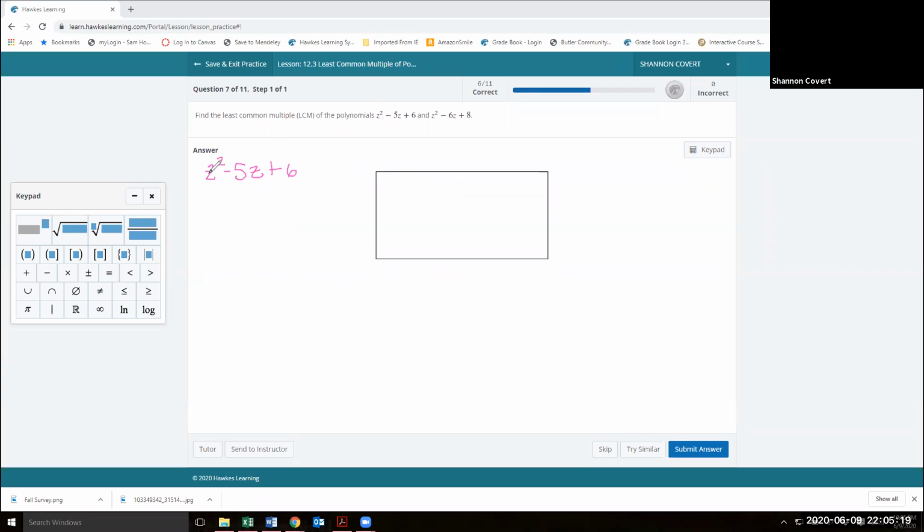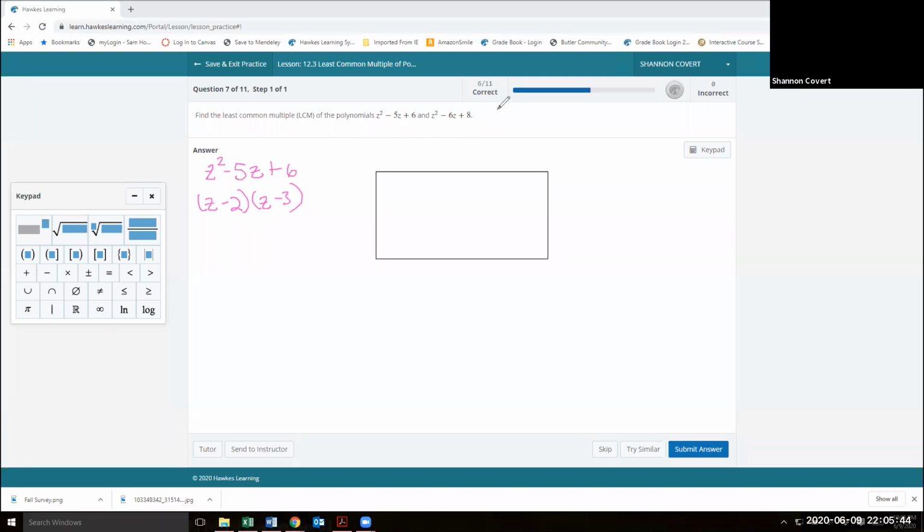So I'll start with z squared minus 5z plus 6. I'm looking for two factors of 6 that when I add them together give me a negative 5. So that will be a negative 2 and a negative 3. So when I factor z squared minus 5z plus 6, I end up with z minus 2 times z minus 3.